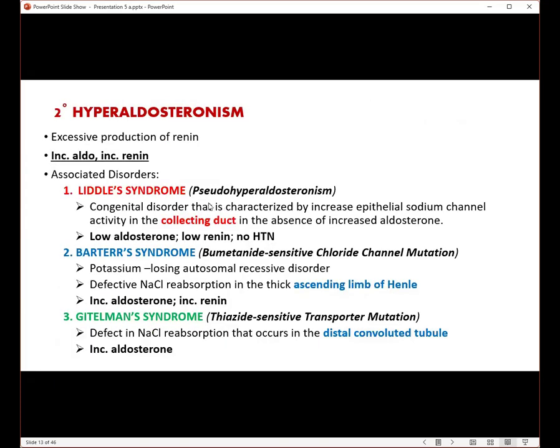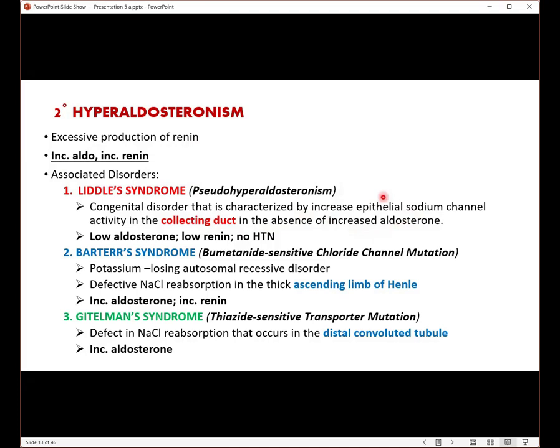So next, we have secondary hyperaldosteronism. It is due to excessive production of renin. Remember that if there is increased renin, there will be increased aldosterone, because again, RAS is a regulatory system for your aldosterone production. So these are the associated disorders. We have Liddle syndrome, or pseudohyperaldosteronism. It is a congenital disorder that is characterized by increased epithelial sodium channel activity in the collecting duct in the absence of increased aldosterone.